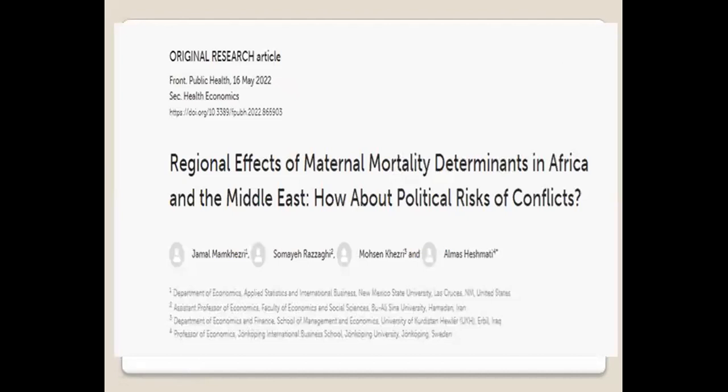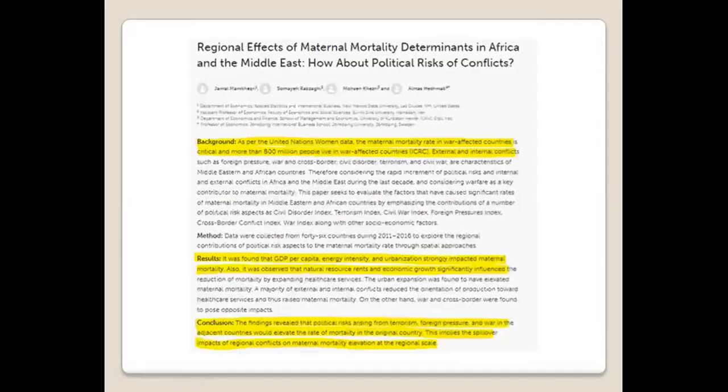There is also another published article which shows the regional effects of maternal mortality determinants in Africa and the Middle East. This research shows that, according to United Nations Women data, maternal mortality rates in war-affected countries are critical, and more than 800 million people live in war-affected countries. External and internal conflict factors such as foreign pressure, war and cross-border civil disorders, terrorism and civil war are characteristics of Middle East and African countries.